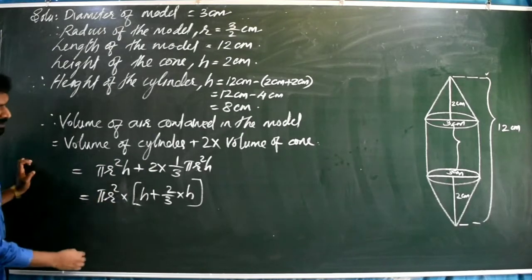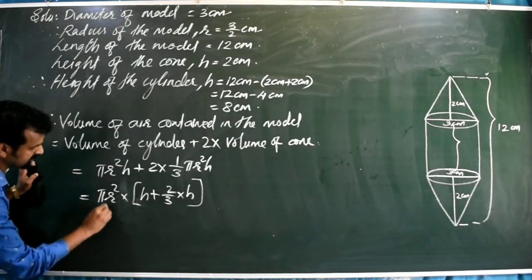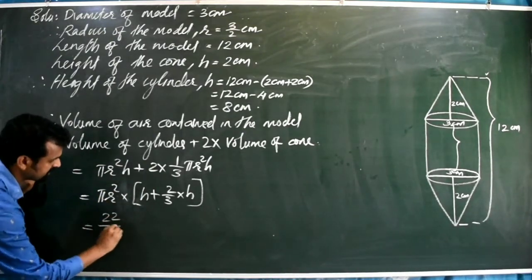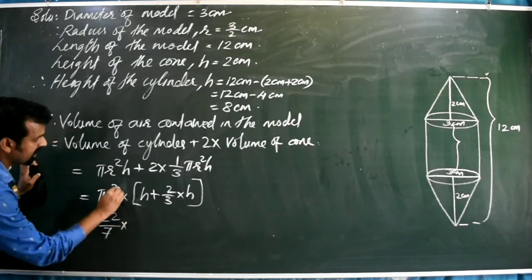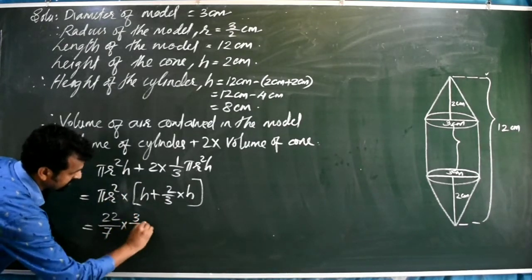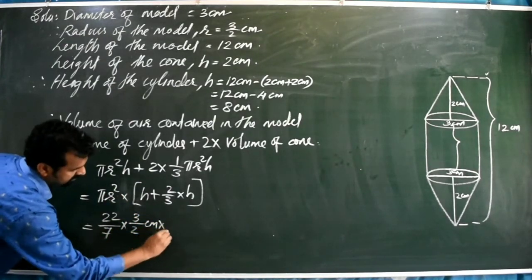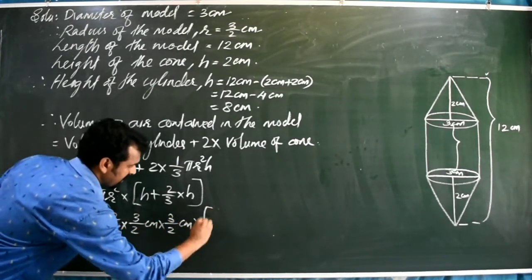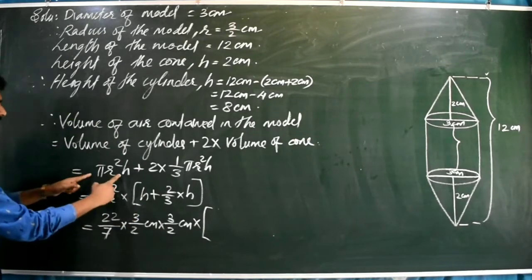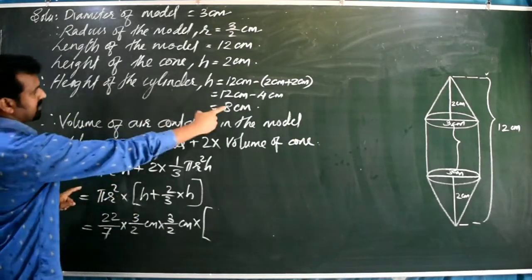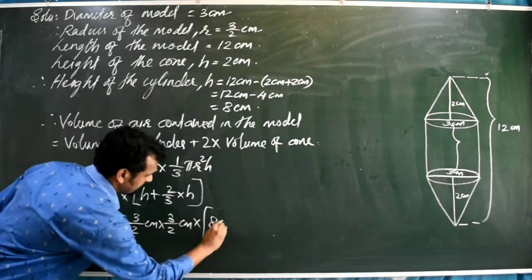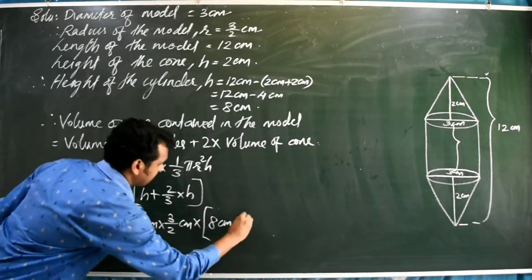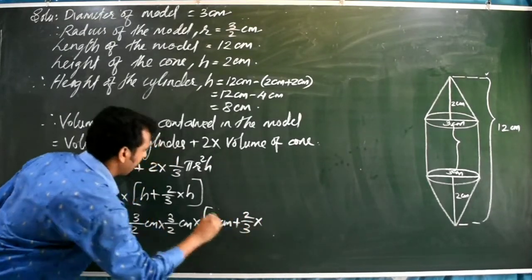Now while substituting values, remember pi is 22 divided by 7, into r square, that is 3 by 2 centimeter into 3 by 2 centimeter, into the height. Which one is the height here? The height of the cylinder, 8 centimeter, plus 2 by 3 into the height of the cone.